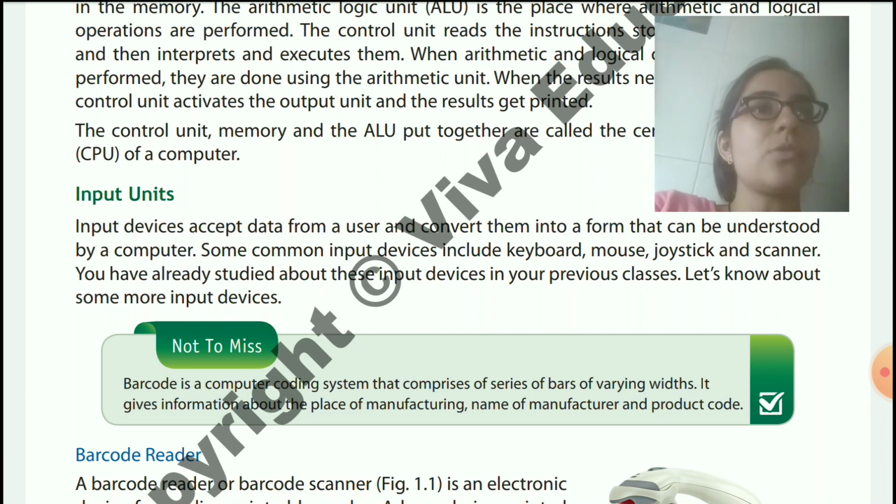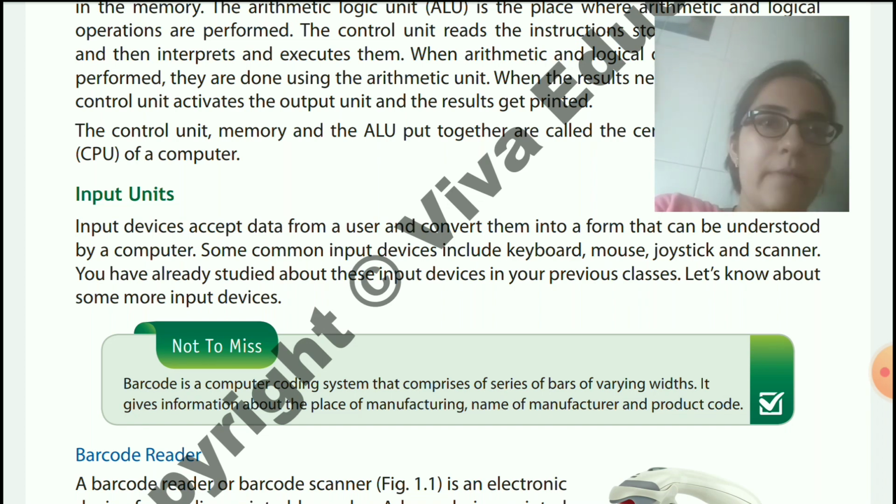A computer understands only binary form. It means 1 0 1 0 1 0. It means the data which we input is converted into the form which the computer understands, in 1 0 1 0 form. Some common input devices include keyboard, mouse, joystick and scanner. You have already studied about these input devices in your previous classes. Let us know about some more input devices.